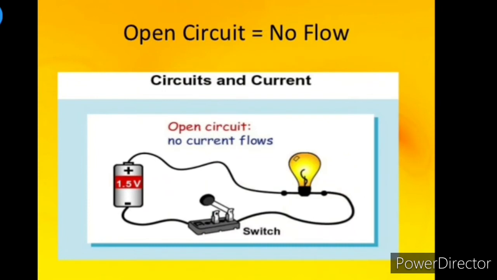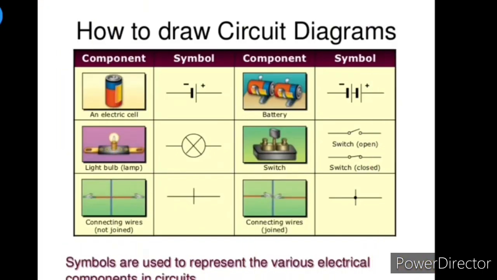This is a diagram of an open circuit where no electricity flows. That's why this bulb does not glow, because the switch is in the off position. If you see, the switch is in the off position.